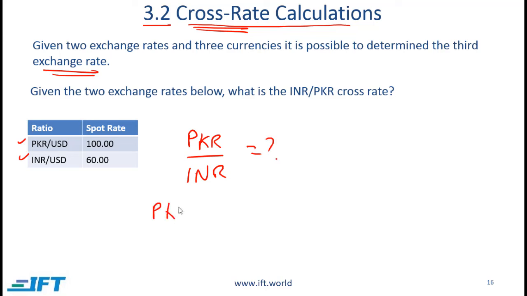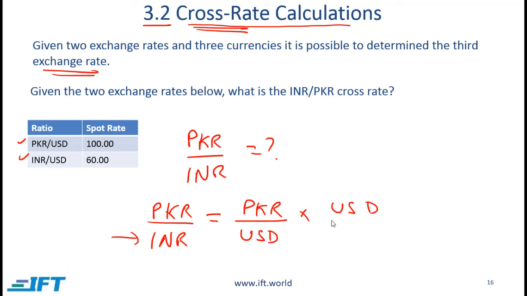It's basic algebra, PKR over the Indian rupee. Here, the Indian rupee is the base currency. This is given by PKR over USD multiplied by USD over INR. Notice that if we can use these two rates, the dollar cancels out and the product of these two exchange rates will be the PKR INR rate.